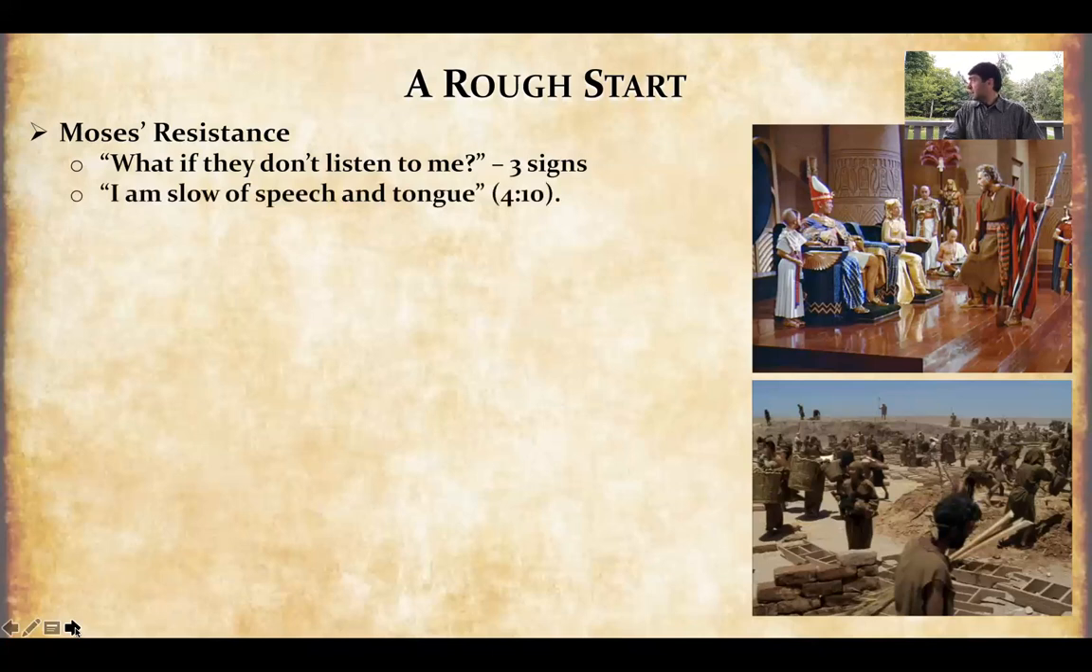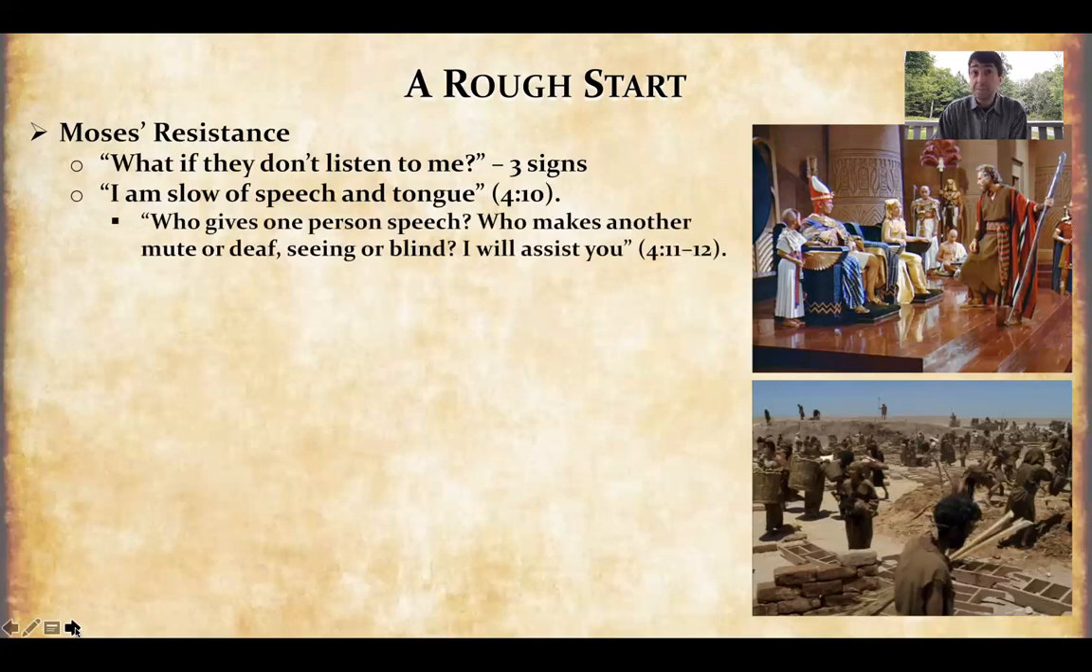He protests that he is slow of speech and tongue. And many interpreters think that Moses might have had a speech impediment, because to be slow of tongue is to be a stutterer. You can't get out the words. So some people have speculated that Moses may have had some sort of speech impediment. And understandably, he was hesitant to go down and to speak to the whole people.